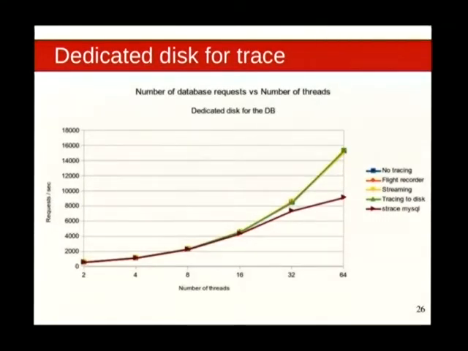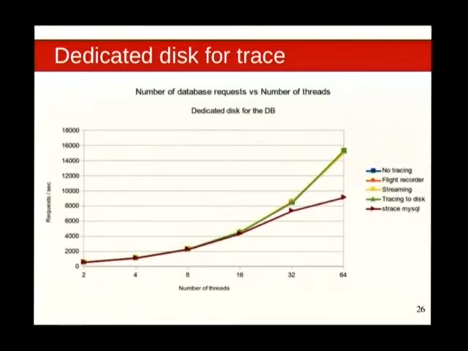So this is a dedicated disk for trace. It means that we have a disk, and the trace is being put on that dedicated disk, not a disk shared with your operating system. And you can see there's 5 lines, but you see 2 right now. The red one is strace with MySQL, and the rest is the same with LTTng. So there's no performance hit.